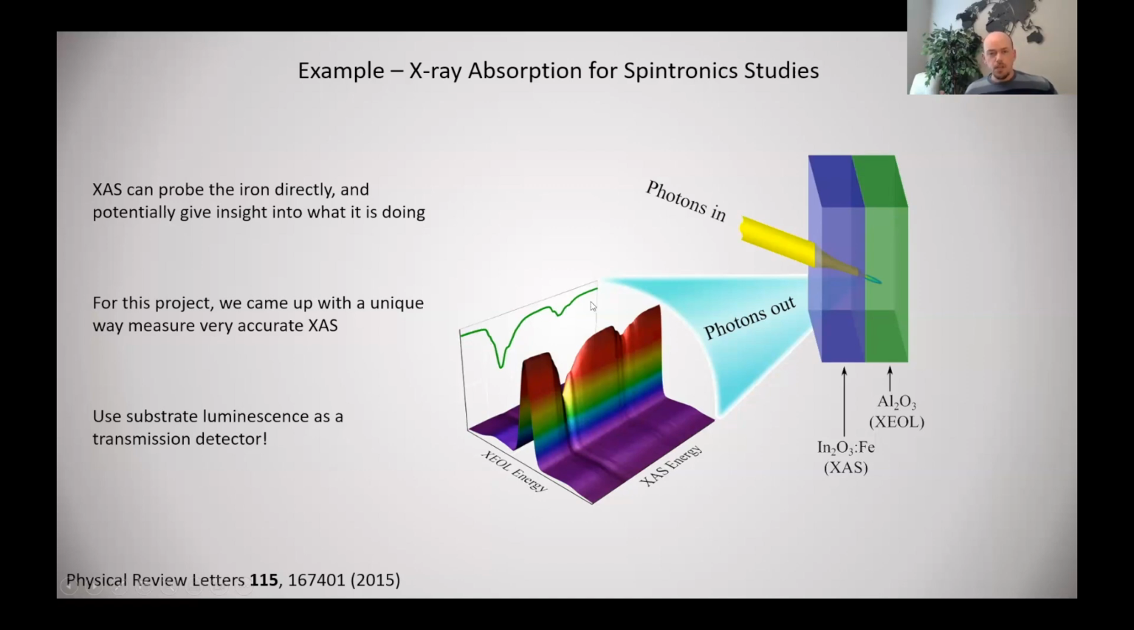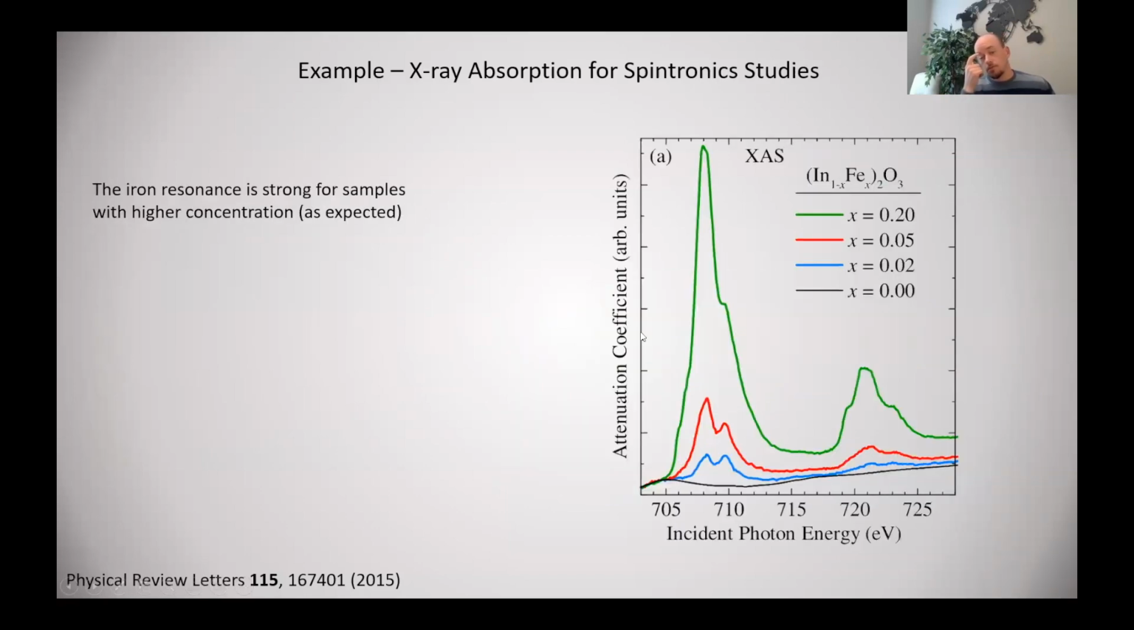Well, it's the negative log of our X-ray absorption signal. So we came up with this unique way, which gave us a very nice quantitative measure of the X-ray absorption. And so then we measured the iron X-ray absorption for samples with 3 different doping levels of iron, and then one that was not doped at all.